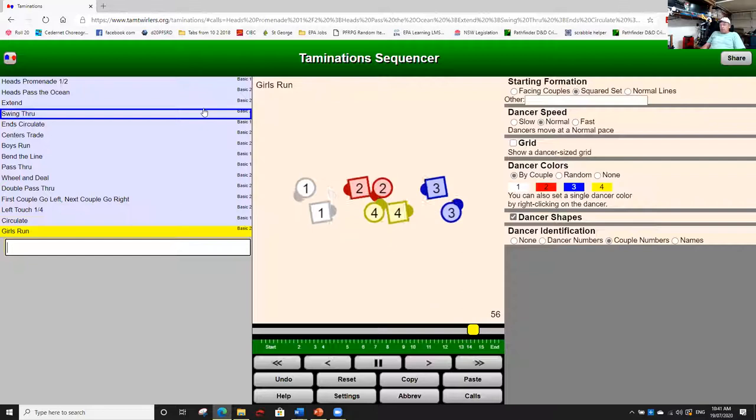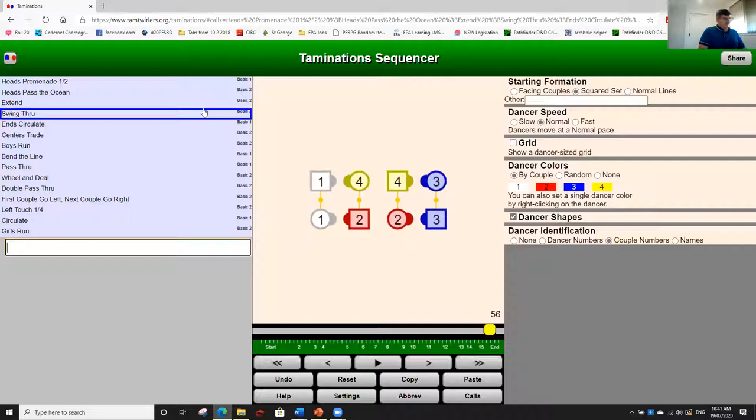Okay. Now let's go back to my singing call. I can call an Allemande left here, can't I? Yep. Okay. Yes. If I was having trouble, I could have changed the sequence at any time. I could have done the circle left after the first couple left, next couple right. But we'll go back into our singing call.